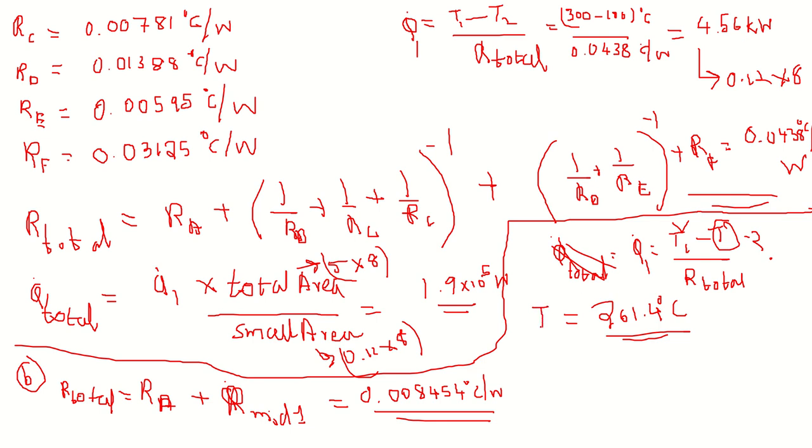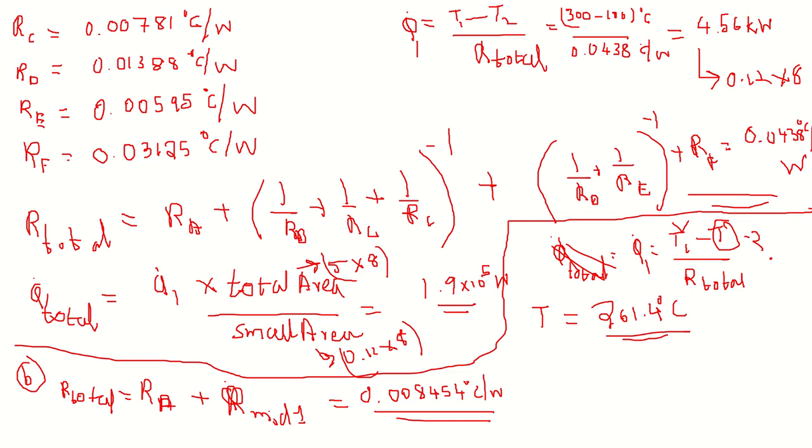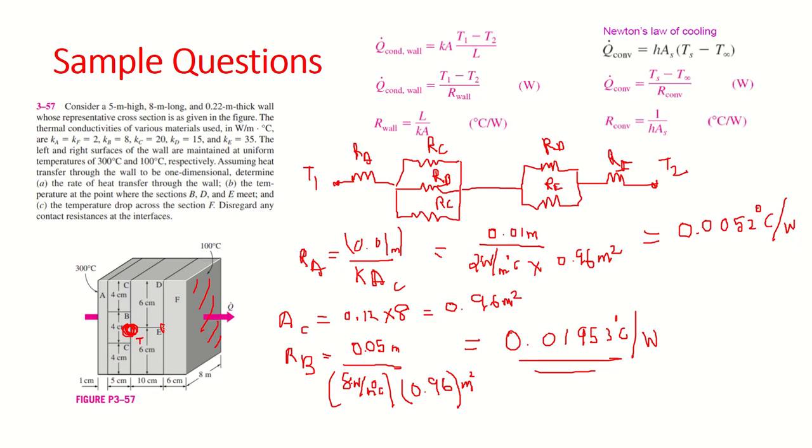And what is the last part of the question? The temperature drop across the section F, disregarding any contact resistance on the interface. At this section, at F, what is the temperature drop? Across F. So you just have to find out what is the temperature drop across F, what is the temperature dropping from here to here.